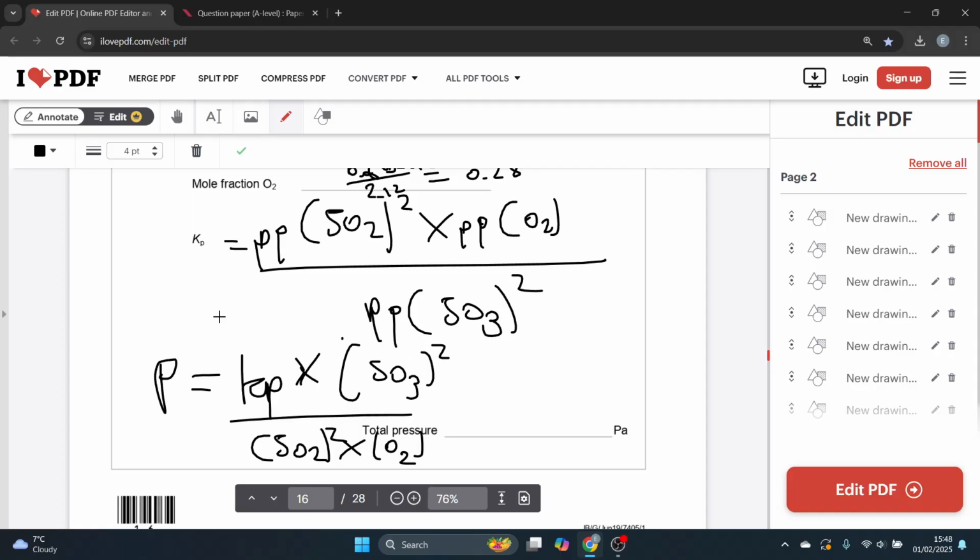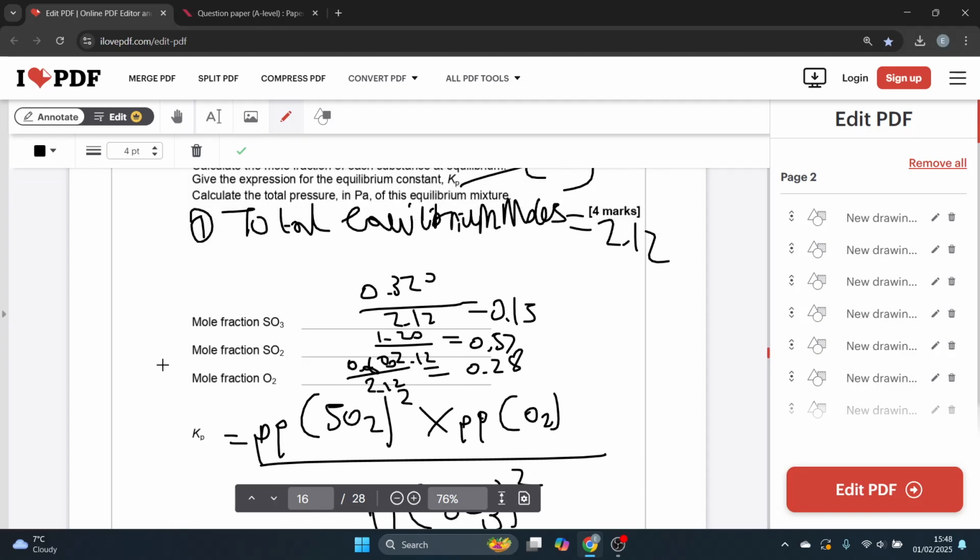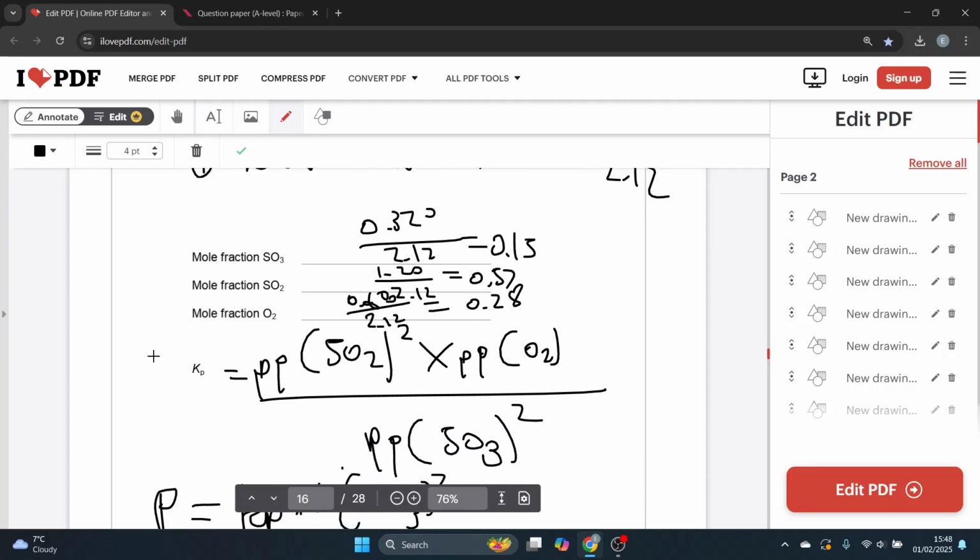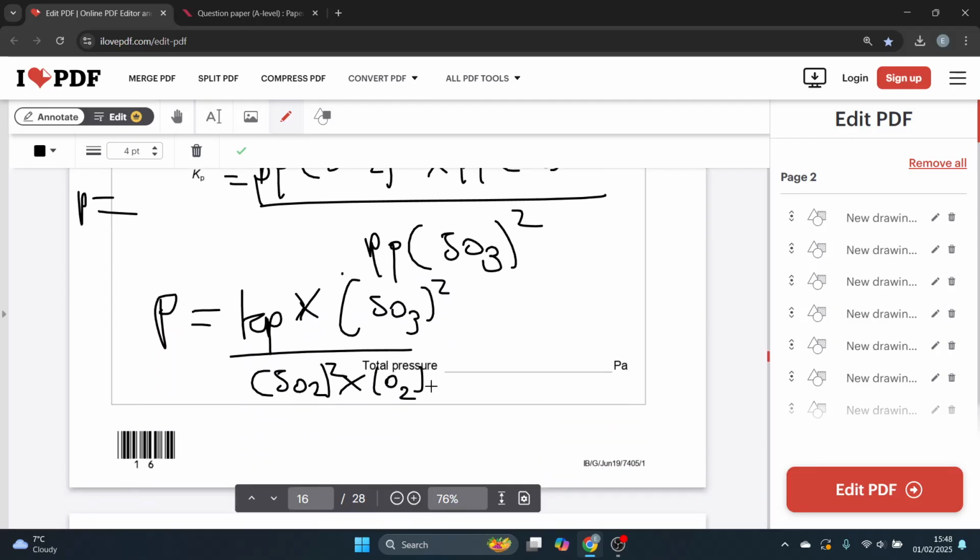Well, all I'm doing is, I know Kp is that, so I just times by that and divide by that. So P is just going to be all of this. So Kp times the mole fraction of SO3 squared divided by the mole fraction of SO2 squared times the mole fraction of O2. I should get 1.91 times 10 to the power 5 pascals.